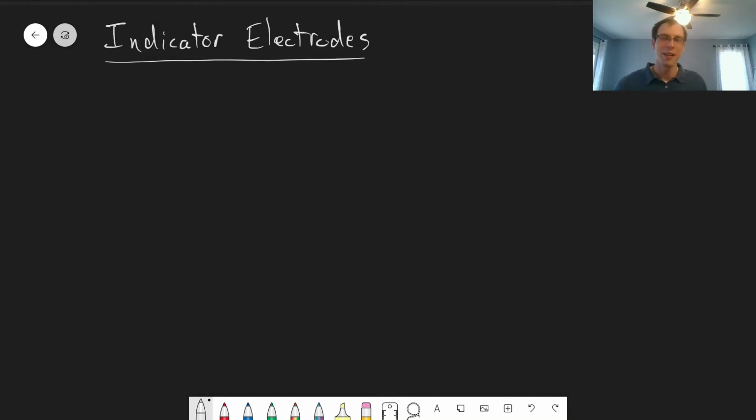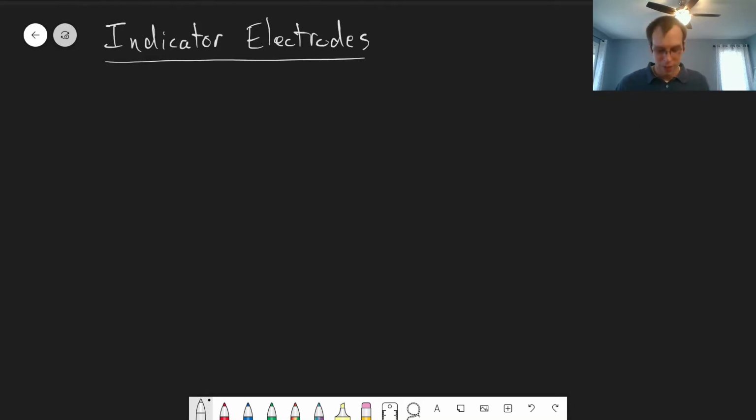So we need the other half of our galvanic cell. We're going to have our reference electrode, but we need on the other side the thing where we actually measure concentrations. And that's where the idea of an indicator electrode comes. So we have our reference and indicator electrodes. Those combined make the galvanic cell that we use to make our potentiometric measurement.